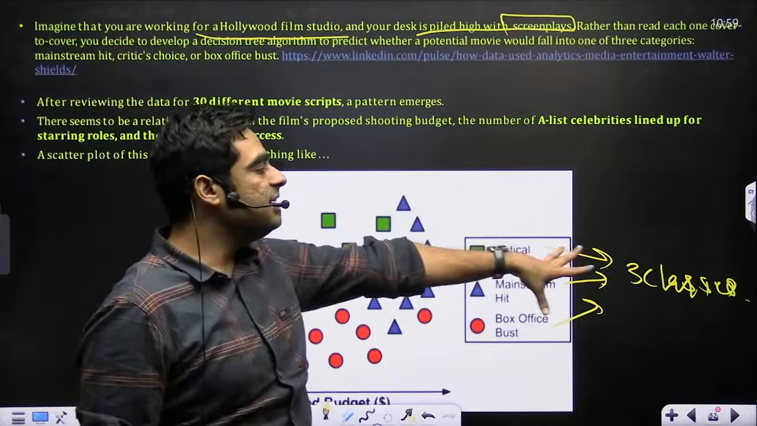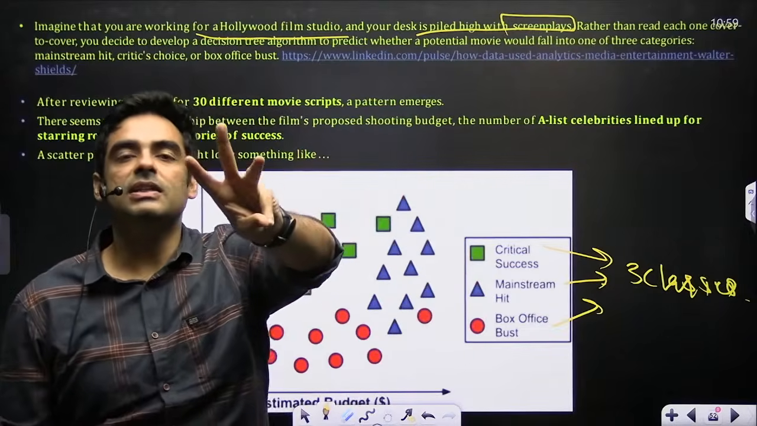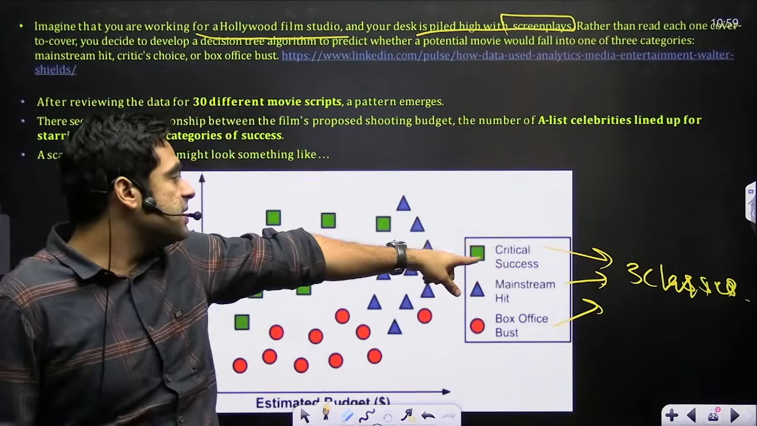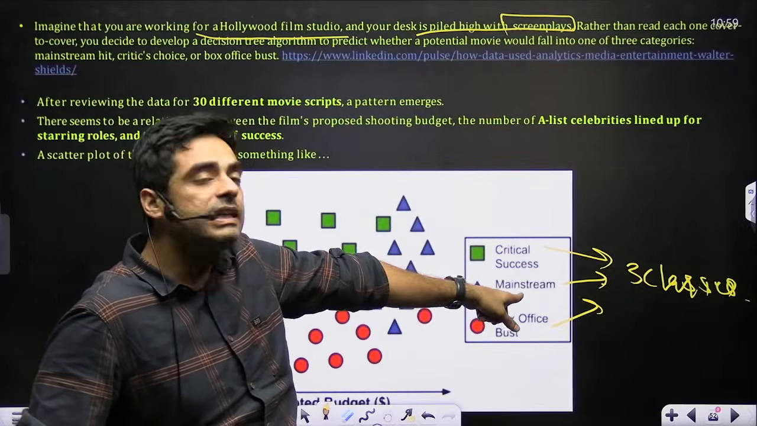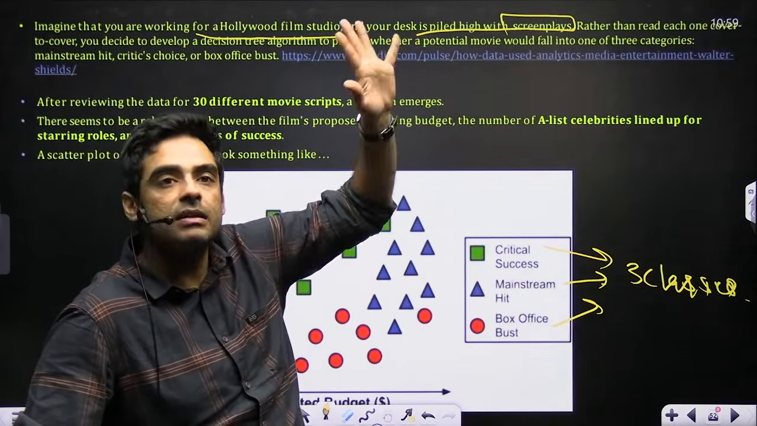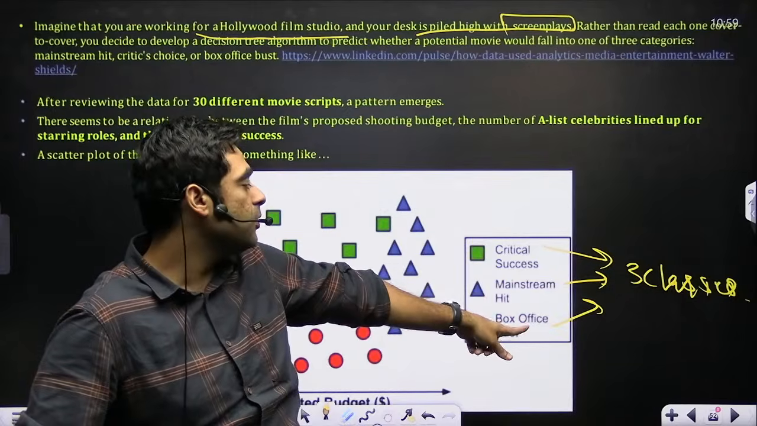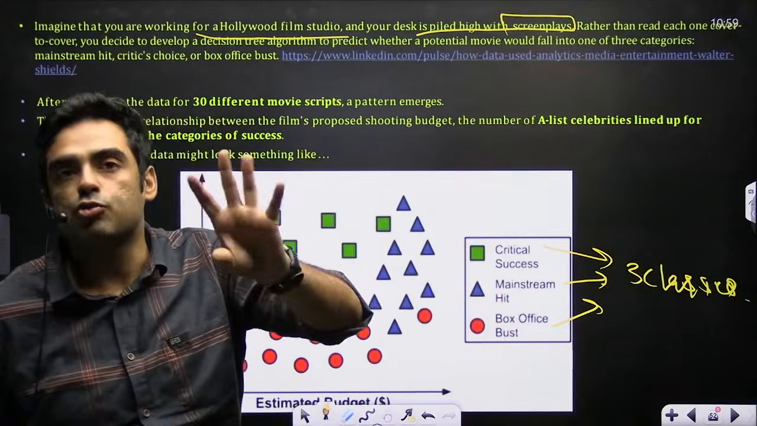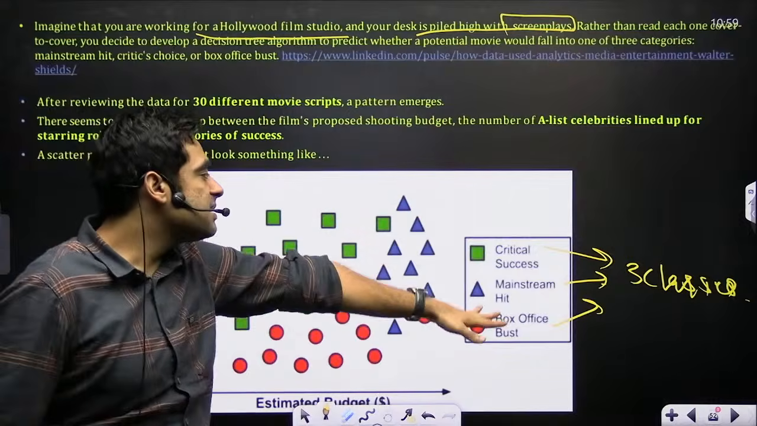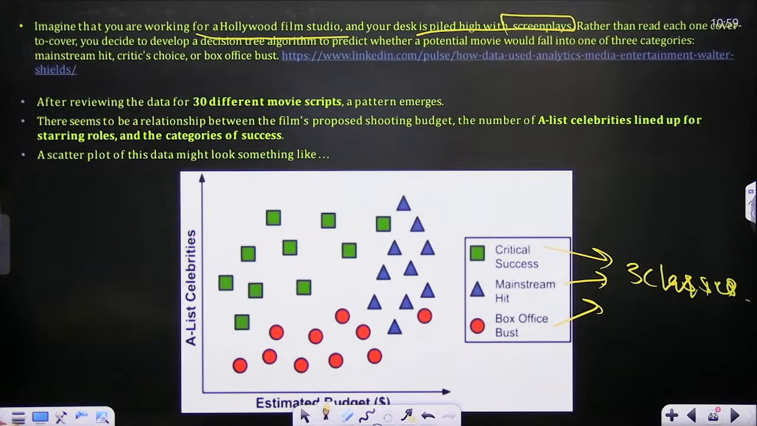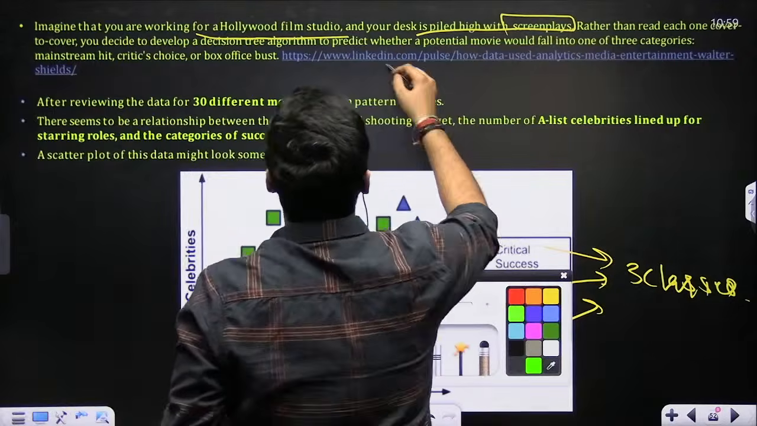So suppose in the data set I have three classes. First is critical success, second is mainstream hit, the movies that are very hit, and the third is box office bust, meaning movies that have flopped. These three classes are there with me, and the sample set is of 30 movies.